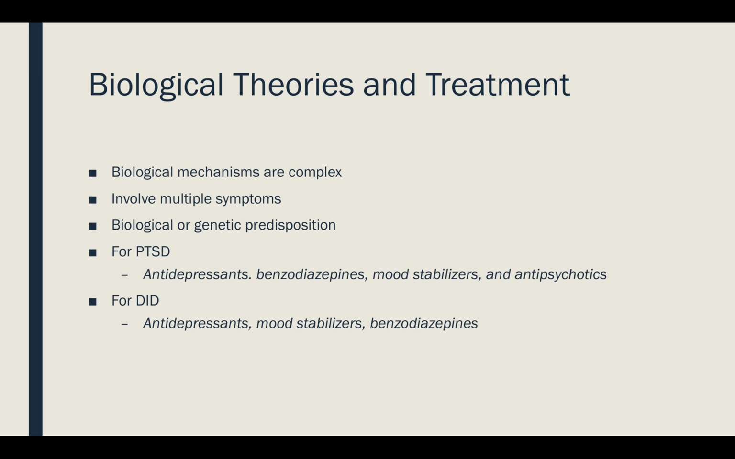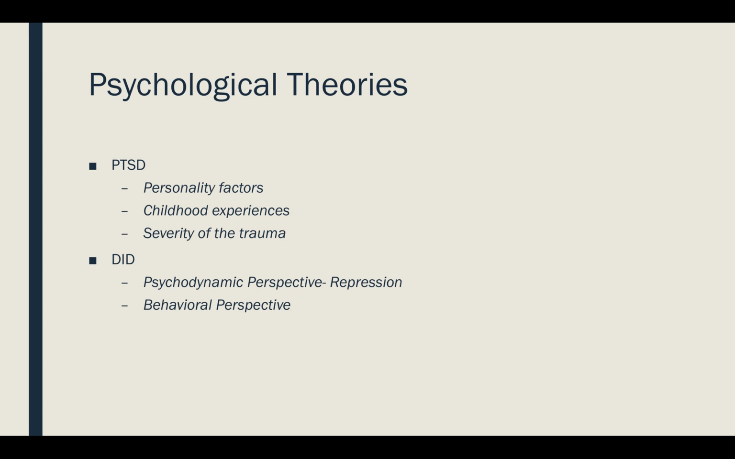This wide range of different medications is used in order to specifically target the symptoms that folks are experiencing, and that varies from person to person. Again, that is because of the wide range of symptoms that folks can experience, okay? For DID, we see antidepressants, mood stabilizers, and benzodiazepines are most frequently used. Now, biological approaches are very important in conjunction with psychological treatments and supports, okay?